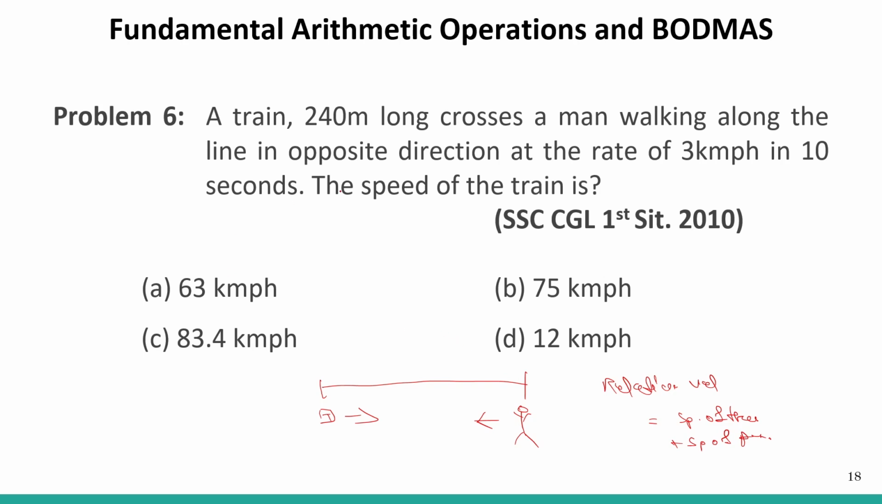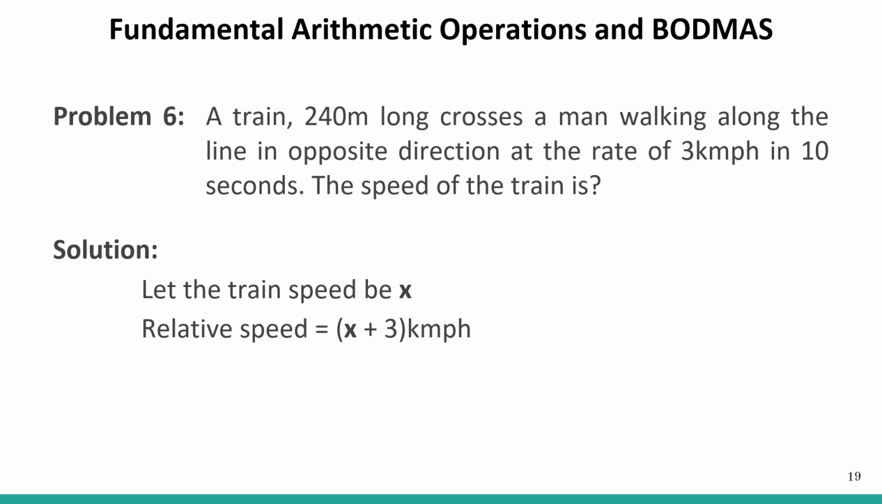Okay. So a train 240 meter long crosses a man walking along a line in opposite direction at a rate of 3 km per hour. So the speed of the man was 3 km per hour. So in 10 seconds, the speed of train is, okay, is it 63, 83.4, 75 or 12? Let's see.